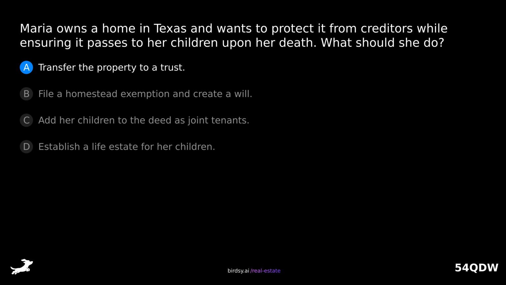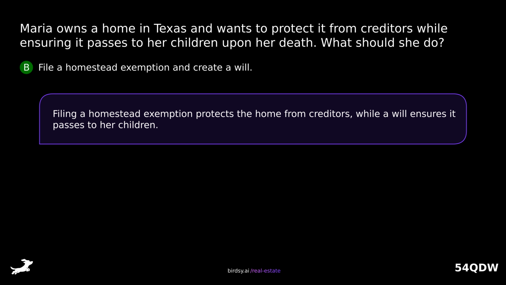Is it A, transfer the property to a trust, B, file a homestead exemption and create a will, C, add her children to the deed as joint tenants, or D, establish a life estate for her children? The answer is B, file a homestead exemption and create a will. Filing a homestead exemption protects the home from creditors, while a will ensures it passes to her children.